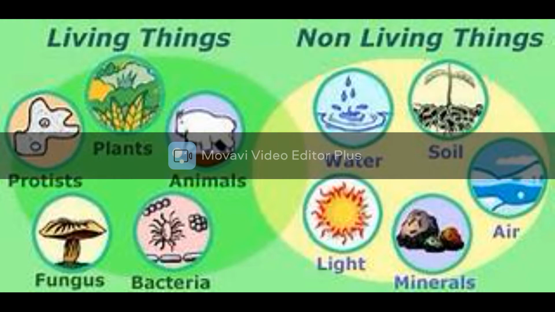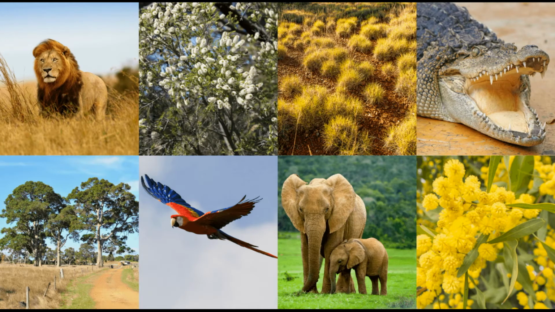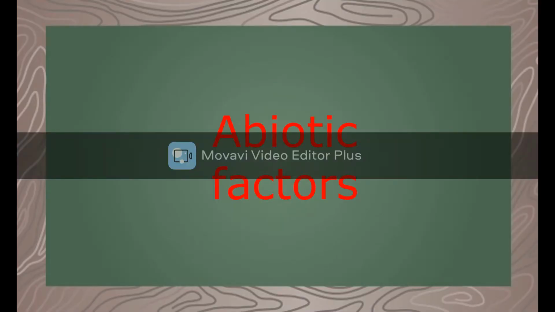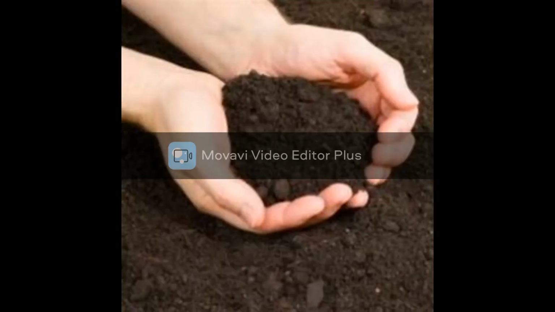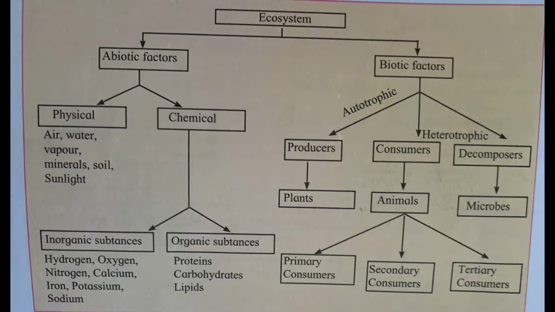Living factors are called biotic factors. They are animals and plants. Non-living factors are called abiotic factors: air, water vapor, minerals, soil and sunlight. There is interaction between these living and non-living factors.